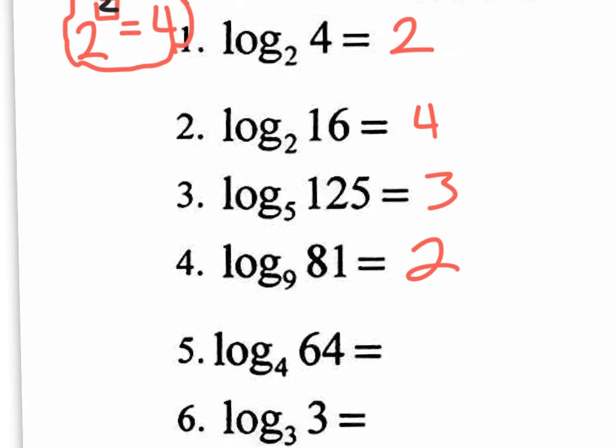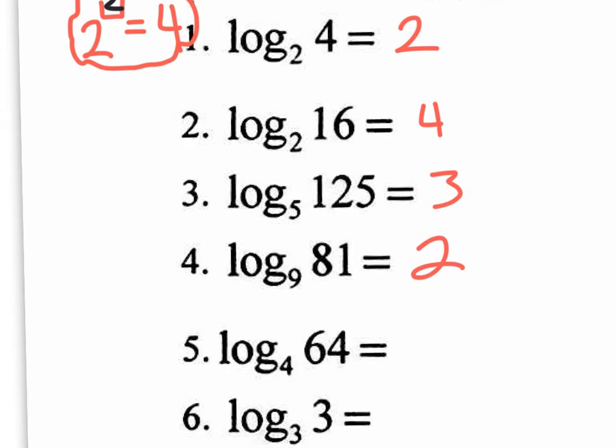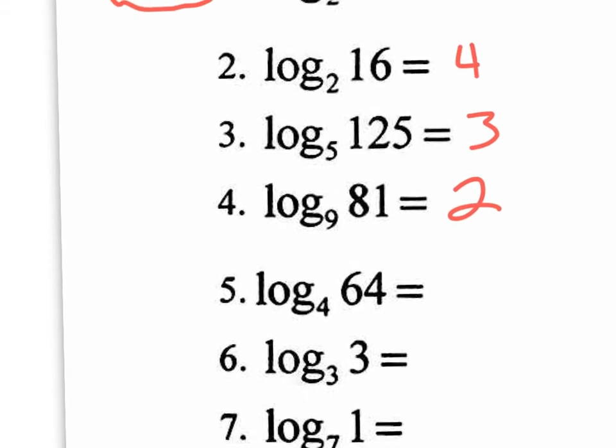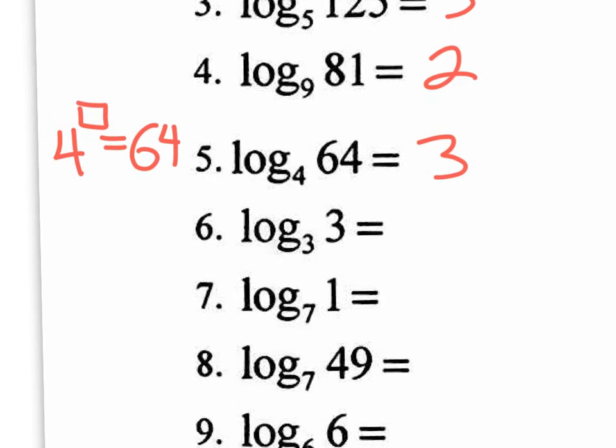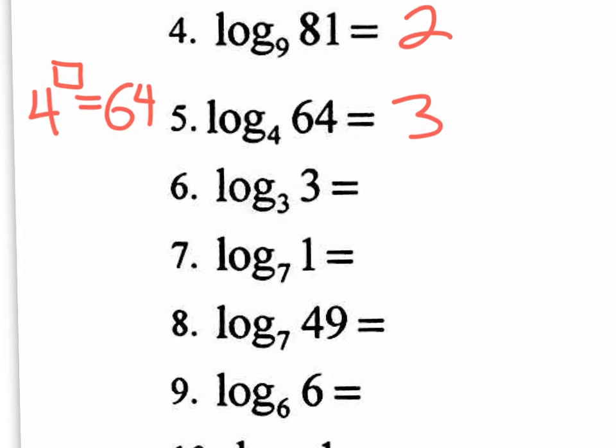So as you could see, if you needed help, you could rewrite it in exponential form. Like number 5, for example, you could rewrite it as 4 to what power gives you the answer 64. Well, 4 to the 1 is 4, 4 to the 2 is 16, 4 to the 3rd is 64, and so on. But you don't have to do that. You should be able to think about that in your head.